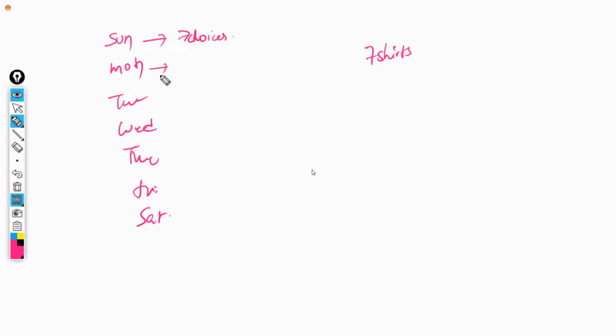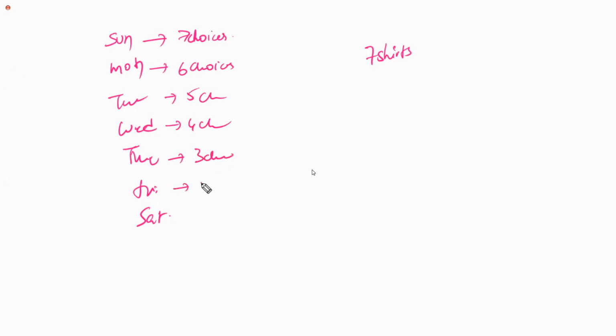On Monday, 6 choices. 5 choices. 4 choices. Out of 4, any one you can select. On Thursday, out of 3, any one you can select. Out of 2, any one you can select. Here, that is not called a choice. That is mandatory. That is called a mandate.